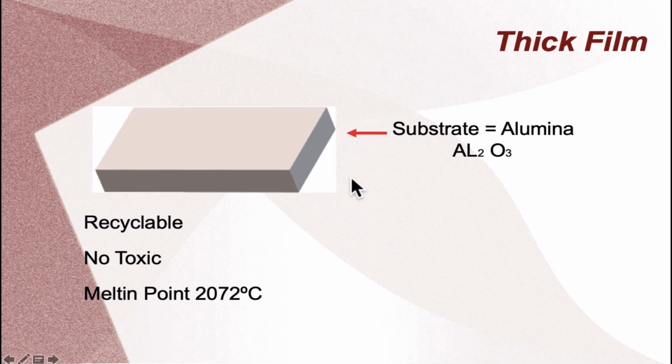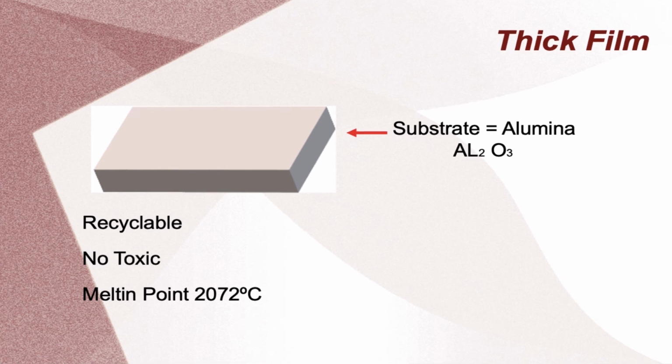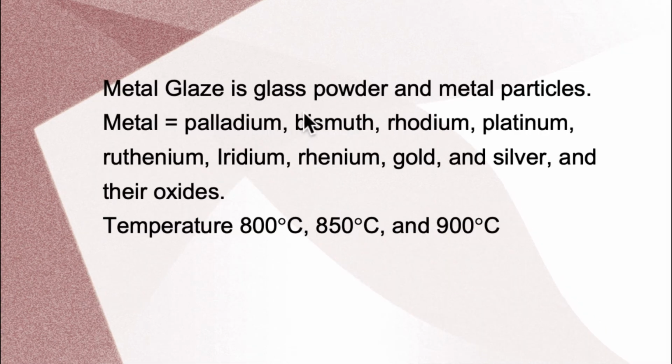Well, why do they use aluminum oxide as a substrate? Because it's recyclable. You can recycle it several times. It is non-toxic, harder, abrasive, the melting point is 2072 degrees, and the thermal conductivity is also very good. Metal glaze is glass powder and metal particles. The metal could be palladium, bismuth, and so on, and their oxides, of course.